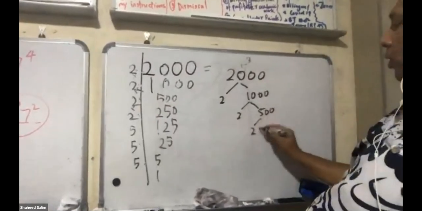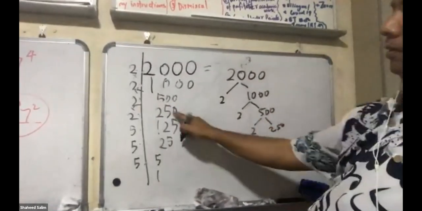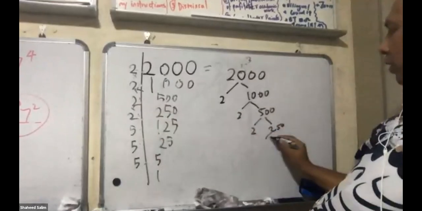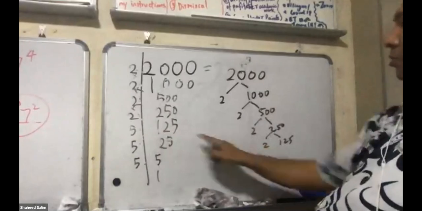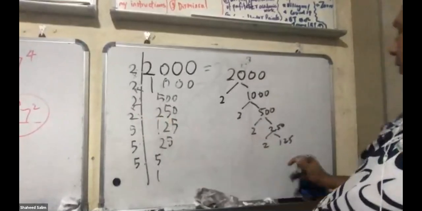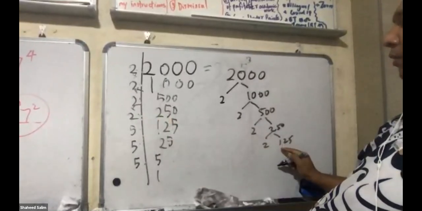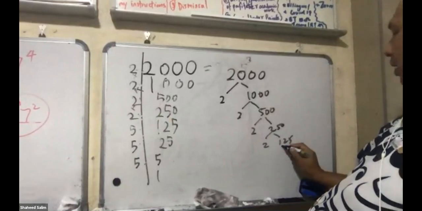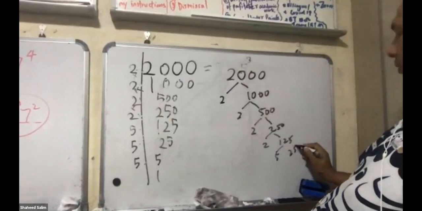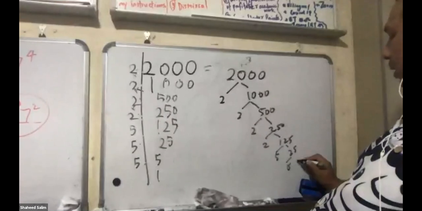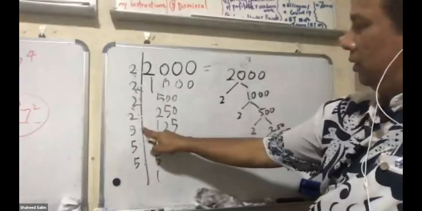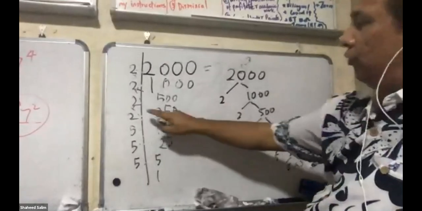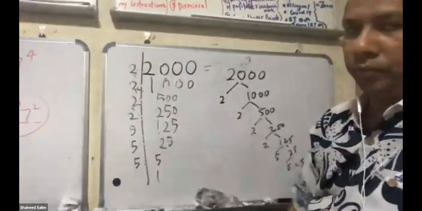Then this one divide by 2 again is 250. Same thing. And then 250 is 2 times 125. Get 125, right? 2 times 125 is 250, right? Yeah. And then down here is 5 times 25. Then 5 times 5. Can you see? 1, 2, 3. 5 to the power of 3. 1, 2, 3, 4. 2 to the power of 4.